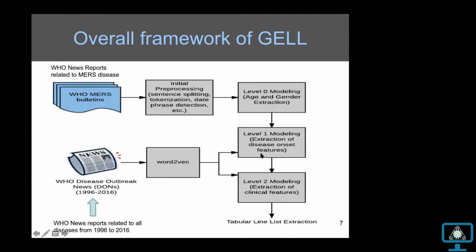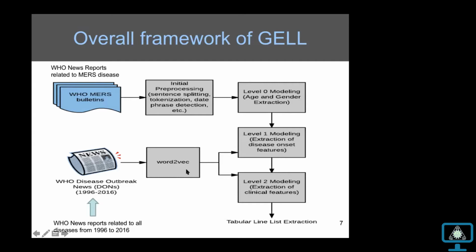And then we go through a series of modeling, and we use different levels of modeling to extract various features of interest. The age and gender are sort of the easiest to extract, and we'll get that out of the way first. And then we want to talk about extraction of disease onset and all the clinical features. And we call these level 1 and level 2 because they're a little bit more involved. And we bring in a more heavy-duty machinery to bear upon that.